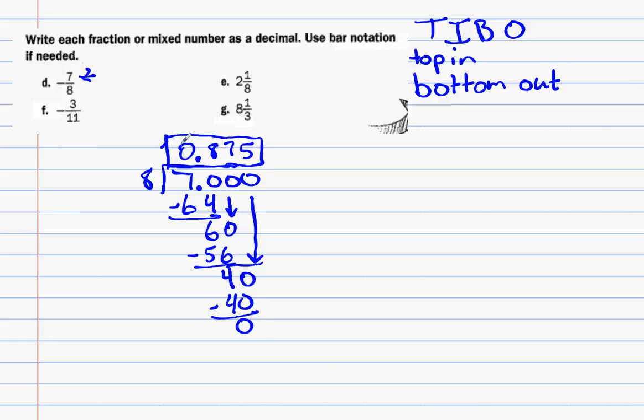So we have 0.875, but then just so we don't make any mistakes and lose a couple points, this started as a negative, so it has to be negative 0.875. And that's it. So really what this comes down to is, can you divide numbers?